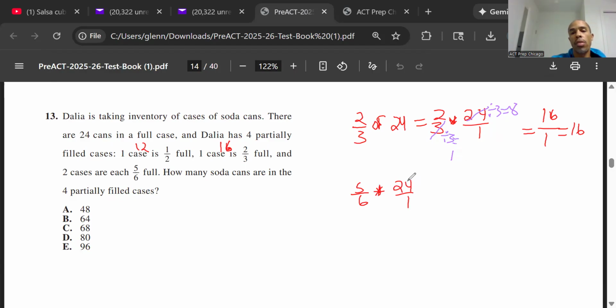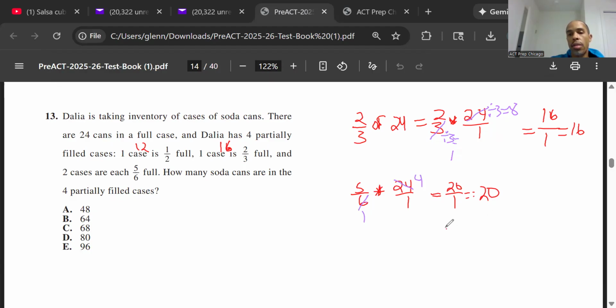What number goes into 6 and 24? It is 6. So we do 6 divided by 6 is 1, and 24 divided by the same 6 is 4. And we're going to just multiply across now. We get 4 times 5 is 20 over 1, which is 20. So now we have 20, but guess what? That's in two cases because it says they are each 20. So we had another 20.